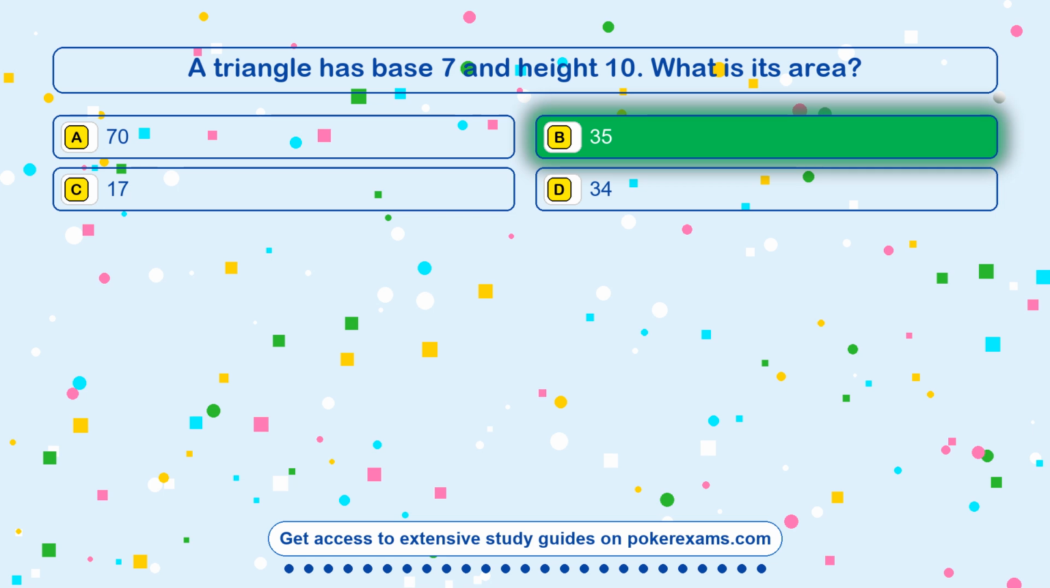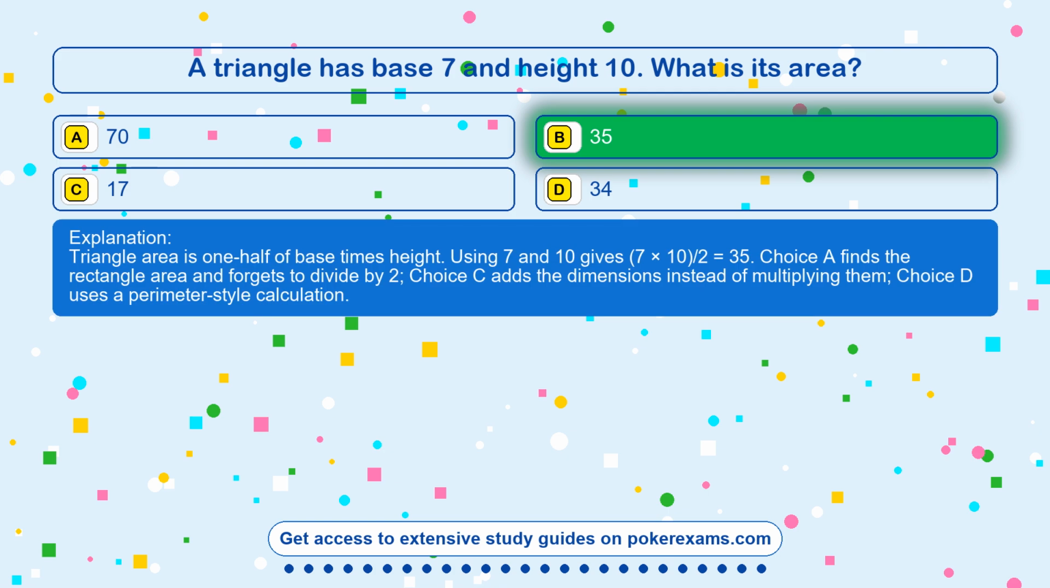The correct answer is option B, 35. Triangle area is one half of base times height. Using 7 and 10 gives 7 times 10, divided by 2, equals 35. Choice A finds the rectangle area and forgets to divide by 2, choice C adds the dimensions instead of multiplying them, choice D uses a perimeter style calculation.